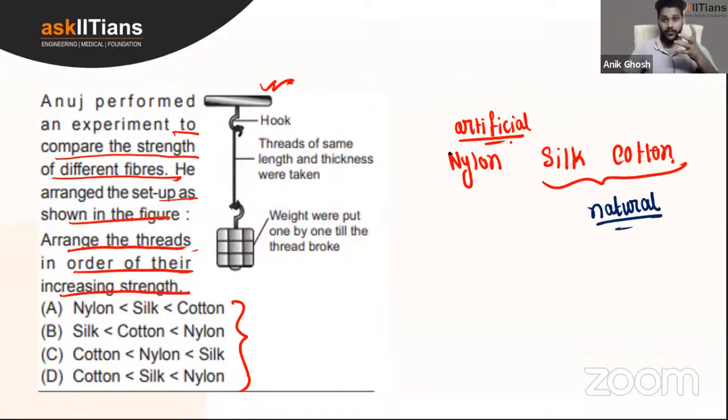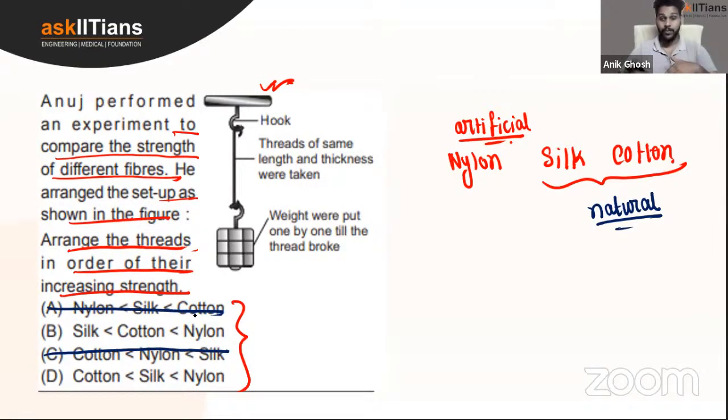So definitely artificial fibers were produced to increase the strength. So definitely, guys, this is a no-brainer. I think all of us can understand that nylon is going to be the strongest. Nylon is going to be the strongest, no doubt about it. Okay. So if you just understand that, you are eliminating two options then and there.